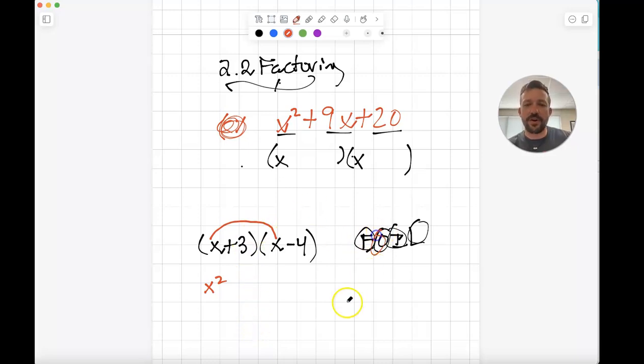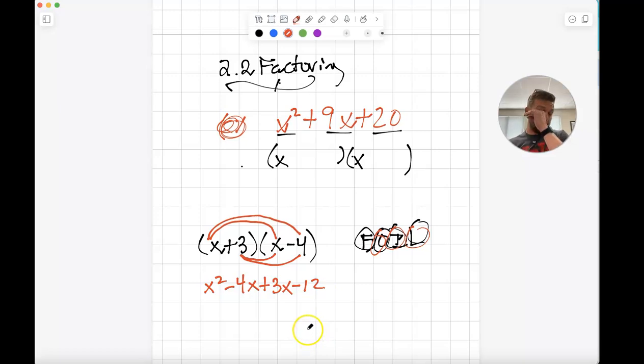Then outers. Outers means we're going to multiply the 2 things that are on the outer edge of each one of them. So x times negative 4 makes negative 4x. Now we're going to multiply the inner stuff. 3 times x. And then we're going to multiply the thing that's last on each one of them. 3 times negative 4. Positive times a negative makes a negative, negative 12, right? Now we combine like terms.